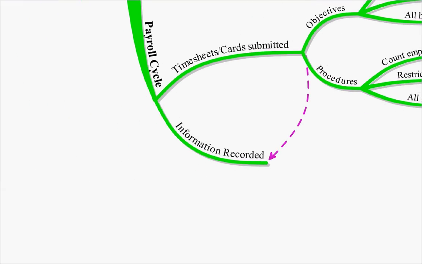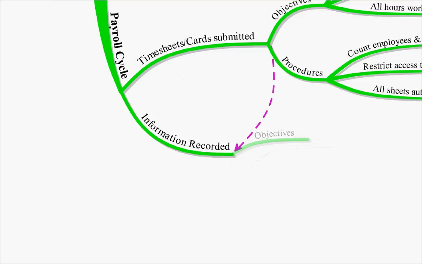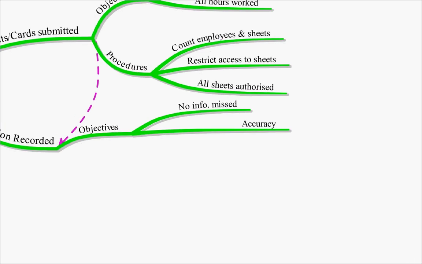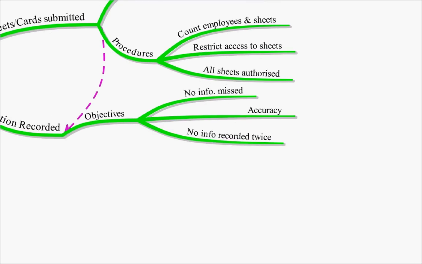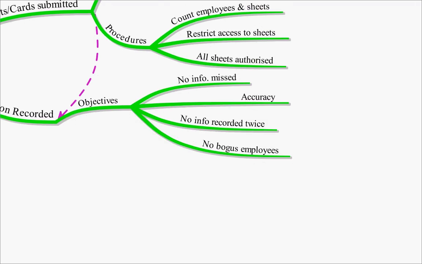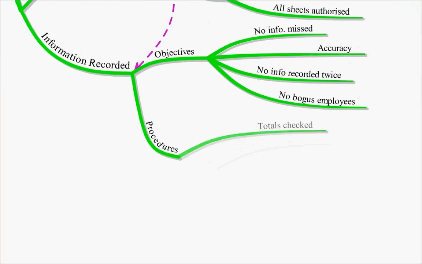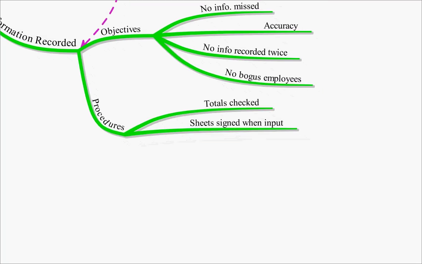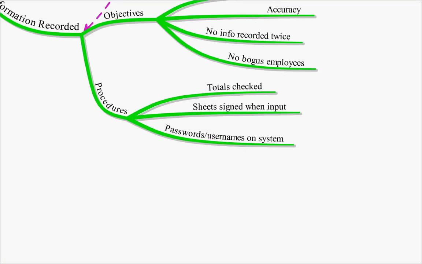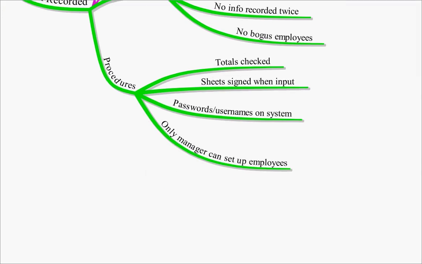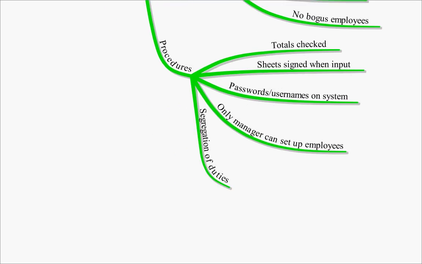Nextly then, we're going to record the information. This will usually be on a computer system. The objectives here are that we don't miss any of the information, that all the information is accurate, that no information is recorded twice, and that we have no bogus employees recorded. Procedures to ensure this: check all your totals, sign the sheets once they're put onto the system. You've got to have passwords and usernames on the system to make sure that it's not abused. You want to make sure that only a senior manager can set up employees, and you want to have segregation of duties.